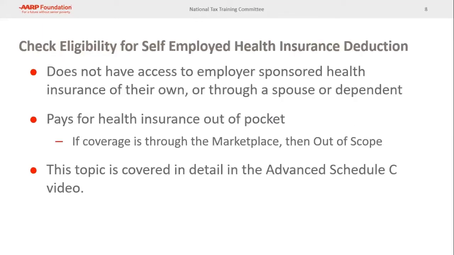The taxpayer may be eligible for a special self-employed health insurance deduction. The requirements are that they must not have access to employer-sponsored coverage, either themselves or through a spouse or dependent, and they must pay for the coverage out of pocket. Taxpayers who would qualify but who are enrolled in a marketplace policy are out of scope for Tax-Aide. Take some time to ask the taxpayer if they meet these requirements. There are further details regarding the self-employed health insurance deduction covered in the advanced Schedule C video.